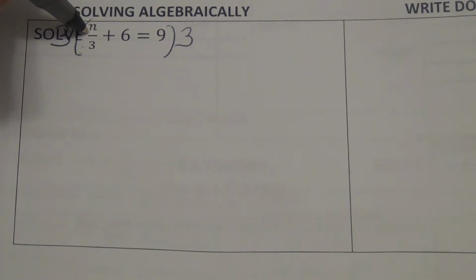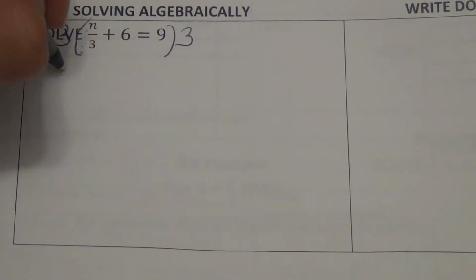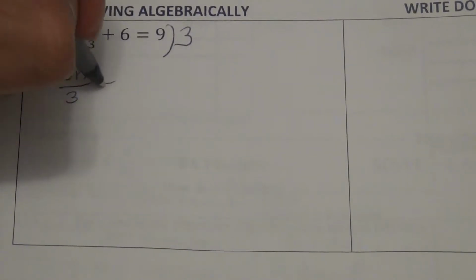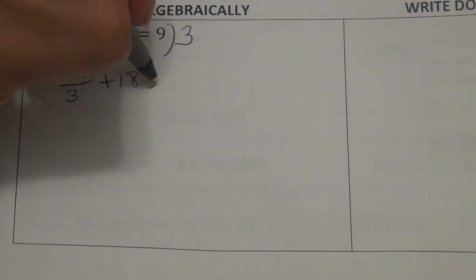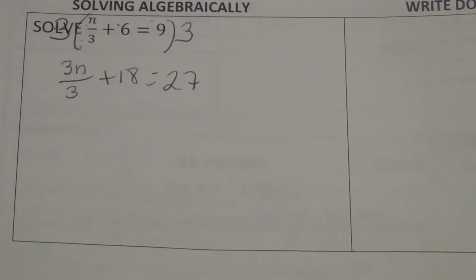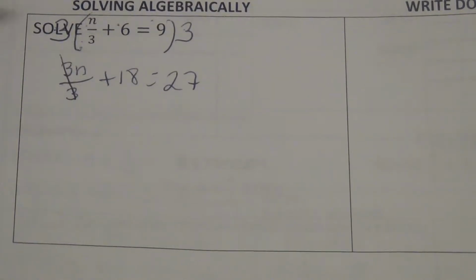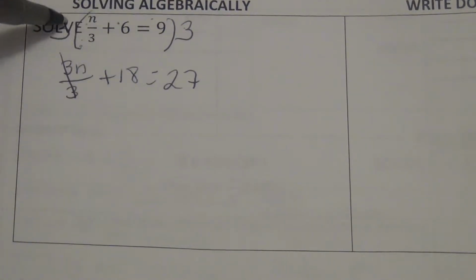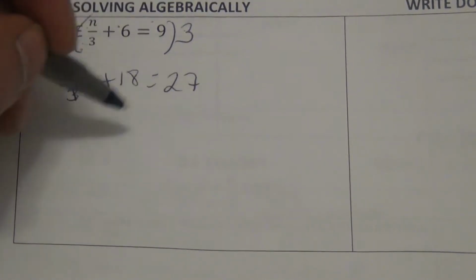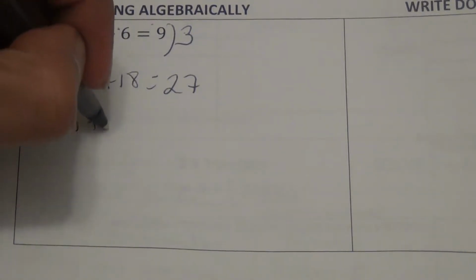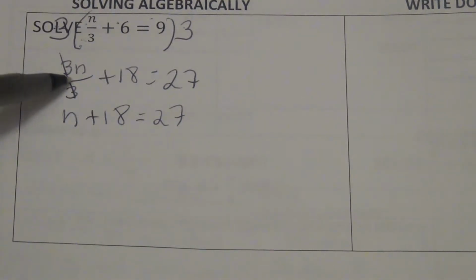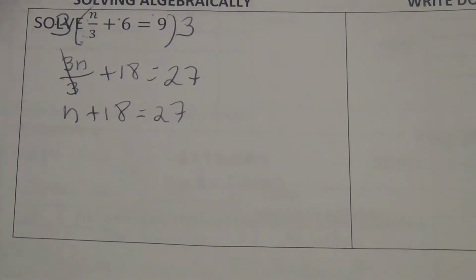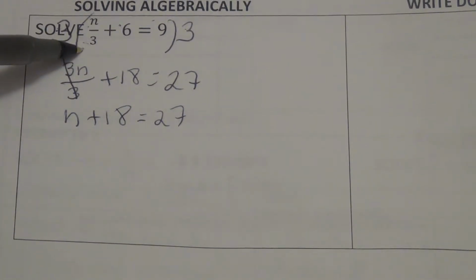So 3 times n is 3n divided by 3, okay? So that's 3n divided by 3, plus 3 times 6 is 18, equals 3 times 9 is 27. These 3's cancel out. When you multiply and divide by the same number, they cancel out. So now, if I'm speaking too fast, you could just slow down the video on YouTube. All right, so I didn't do anything. All I did is copy this with the cancellation of the 3's. All right, so fractions taken care of.